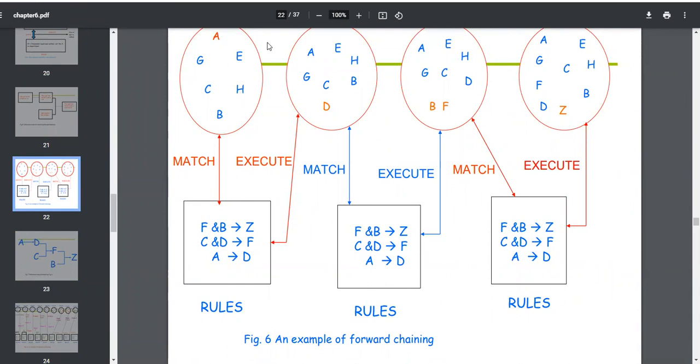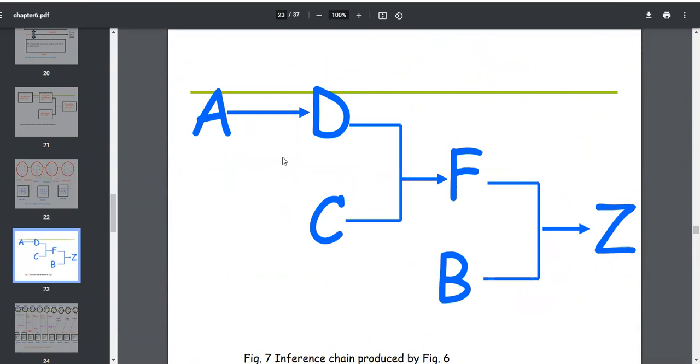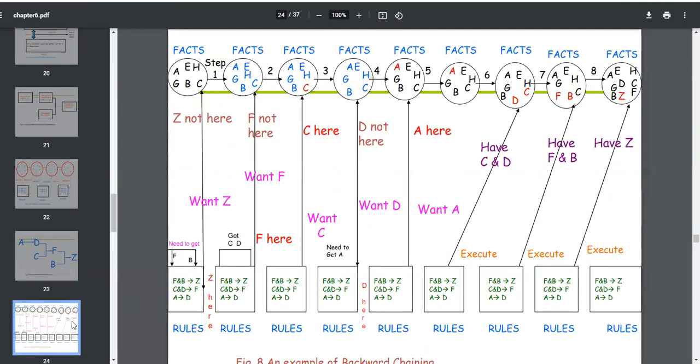So from the facts you will keep on moving ahead and ahead, keep on executing and try to reach the goal state. From A you got D, and you also have C additionally. So with D and C you got F. From F and B you got Z. That is how forward chaining goes. This is the first fact out of which you infer something. Two additional facts you use to get the third inference, again two facts, and that way you reach the goal state. So these are the facts which are supporting this goal.